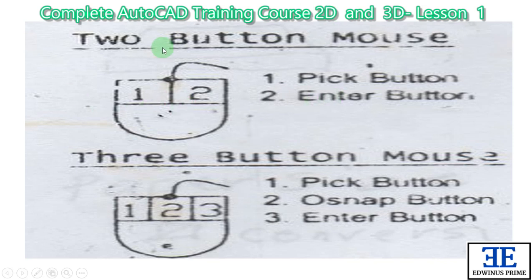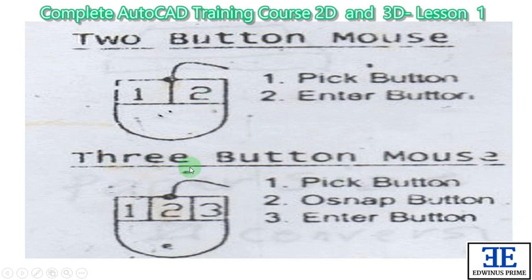So there are two types of mouse. This is the left button and the right button. The left button is used as the pick button. Left button or button number 1 is the pick button. The right button is called the enter button. You pick the object using the left button and enter where you want to put it. Button number 2 or the right button.